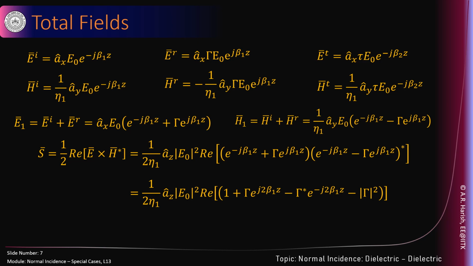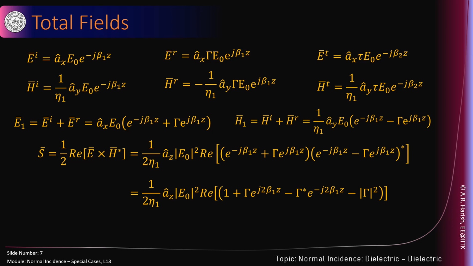Then you get 1, e to the power of minus j beta 1 z, or let's take this gamma e to the power of j beta 1 z, multiplied by e to the power of j beta 1 z, which gives me gamma e to the power of j 2 beta 1 z. Then we have gamma star times e to the power of minus j 2 beta 1 z, and the last one, gamma times gamma star, gives me gamma square, and j beta 1 z and minus j beta 1 z become unity. We are trying to take the real part of this. 1 is a real quantity, gamma square is a real quantity, but we have two terms in the middle. One, if you think of it as a complex quantity, say A, the second term is the complex conjugate of that quantity A.